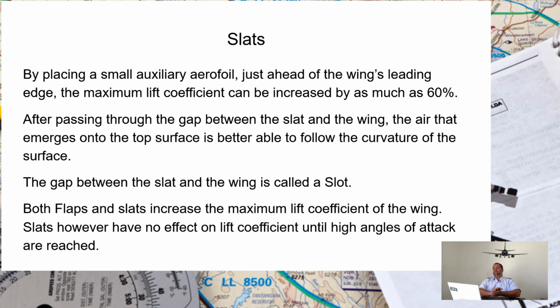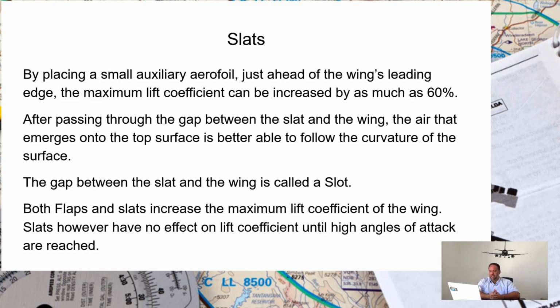Slats, by placing a small auxiliary airfoil just ahead of the wing leading edge. On the front is the leading edge, where the slats stay, and the trailing edge is where the flaps stay. Right? The maximum lift coefficient can be increased by as much as 60%. Wow, it's a lot. After passing through the gap between the slat and the wing, the air that emerges on the top surface is better able to follow the curve of the surface. The gap between the slats and the wing is called a slot.